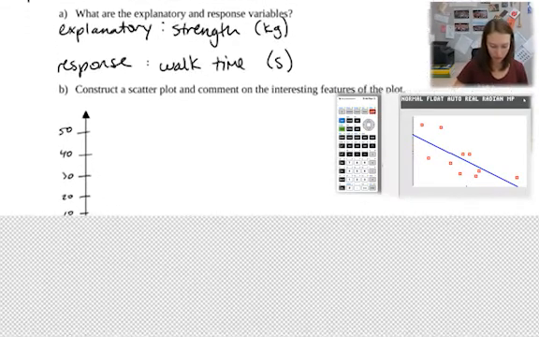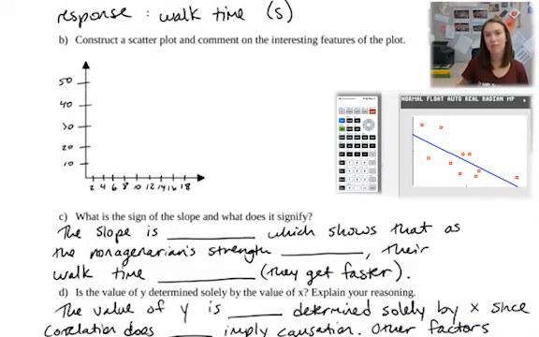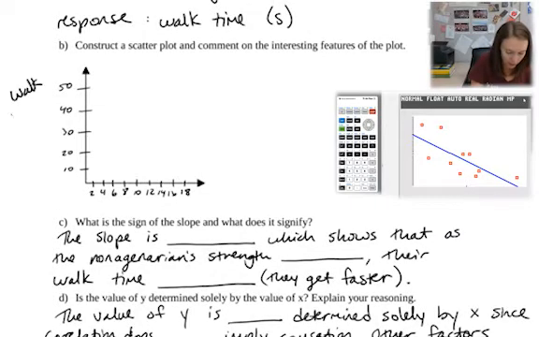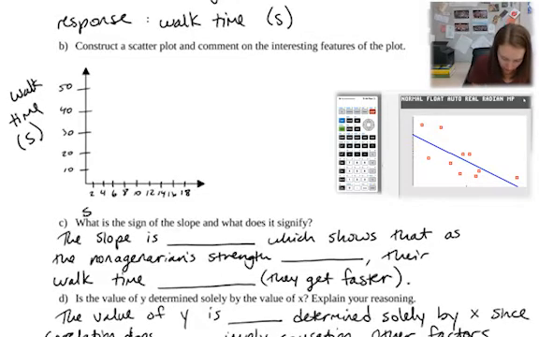Now, when we draw our scatter plot, we want to make sure that our axes are labeled. It's super important. We don't actually need them to be scaled. It's nice if it is, but we definitely need them to be labeled. So y is going to be walk time with your units in seconds, and I have strength in kilograms.